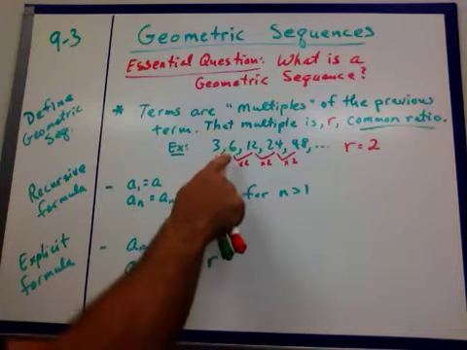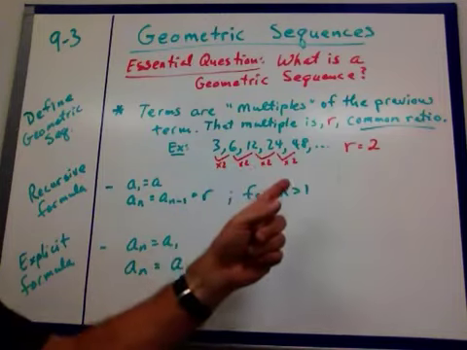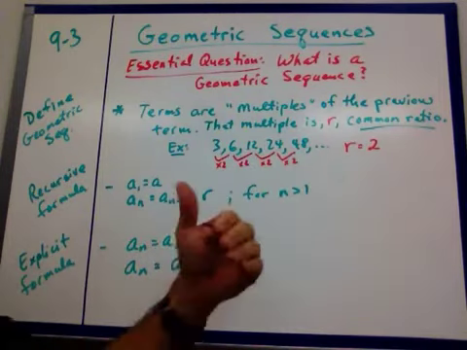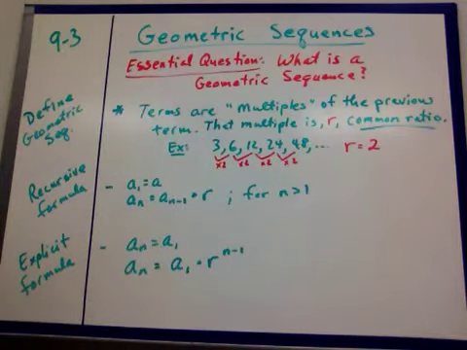3 times 2 is 6, 6 times 2 is 12, 12 times 2 is 24. You get the picture there. R is 2. You're multiplying by 2 each time. That's what makes it a geometric sequence.